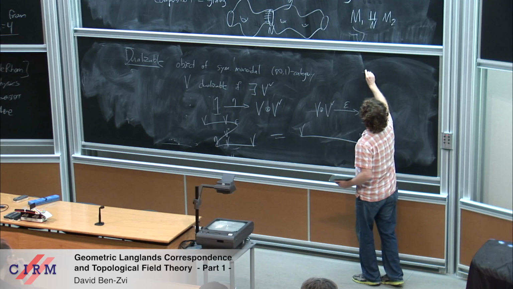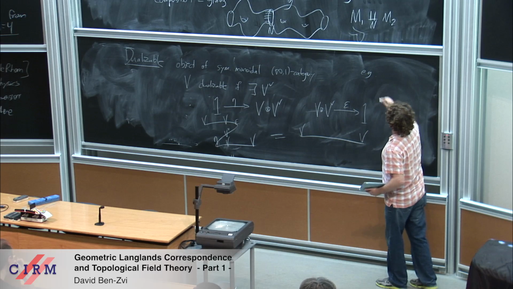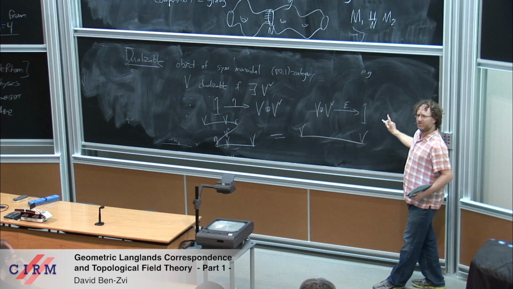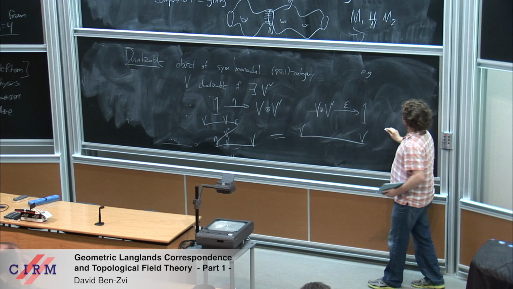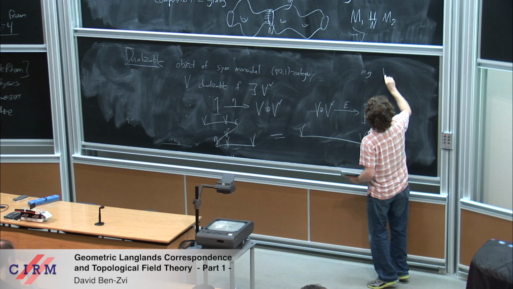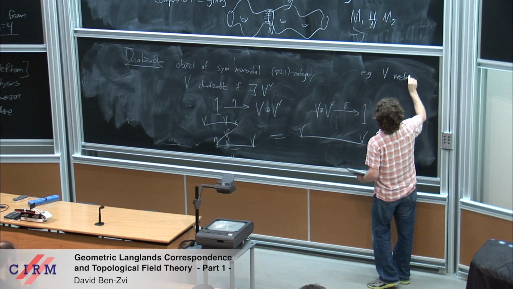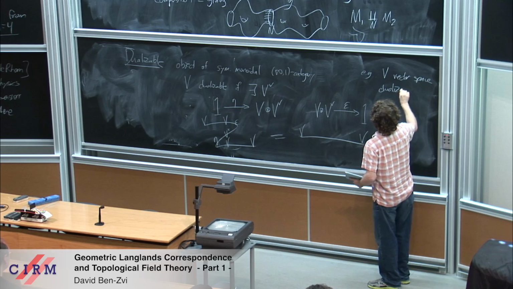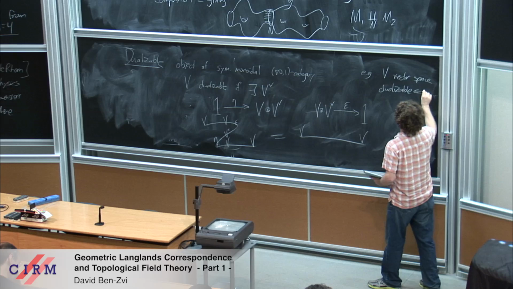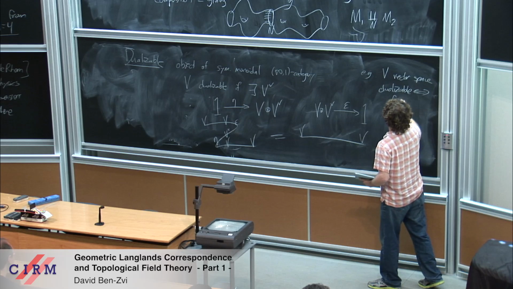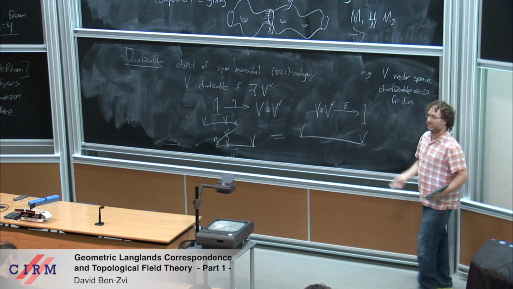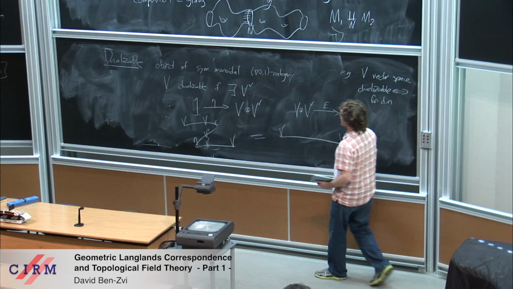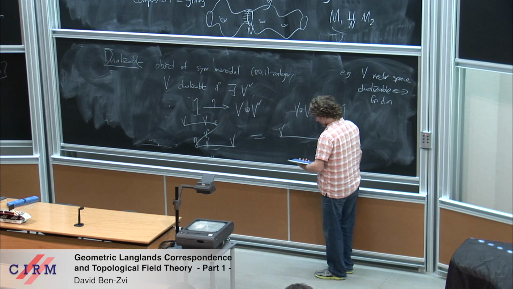And so, for example, I don't know if this appeared in the talks already? Probably did. But, for example, a usual vector space V is dualizable if and only if it's finite dimensional, and V dual is the dual vector space. So this is the notion of a dualizable object.